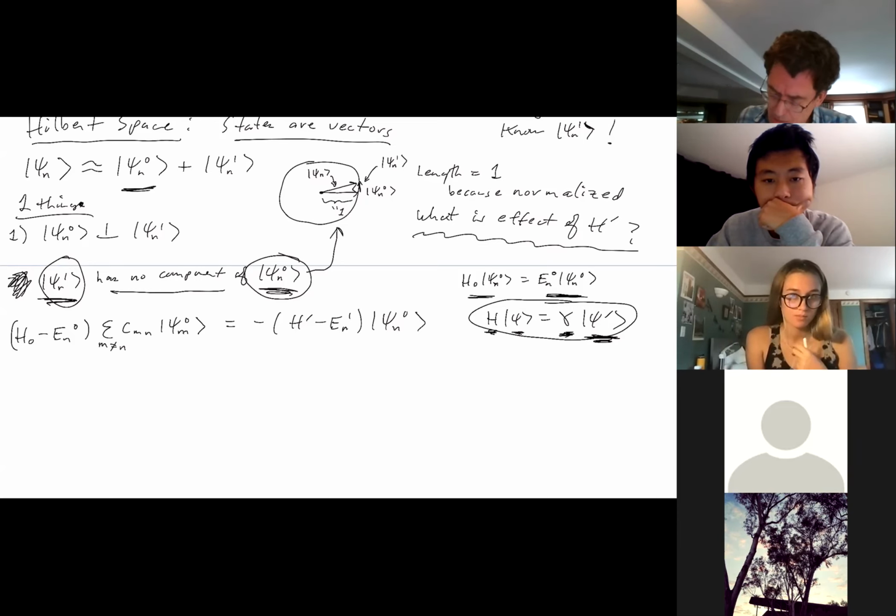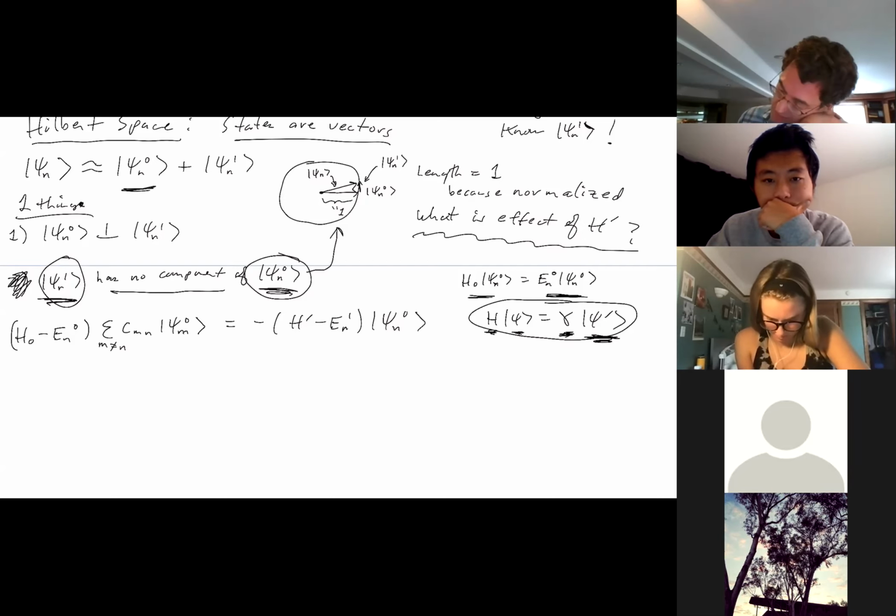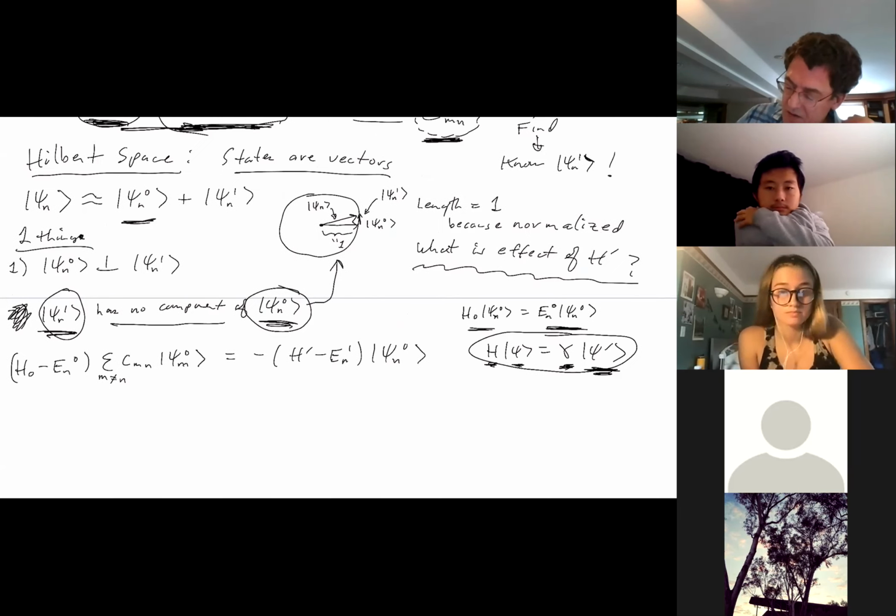I was just a little confused. I was having questions on this too. If you look at psi n naught, I was thinking about it as a unit vector, and the constant E n naught would be a constant times that unit vector. So I was seeing it would scale it, but I still don't understand why it just rotates it. Maybe it's just a characteristic of Hilbert space.